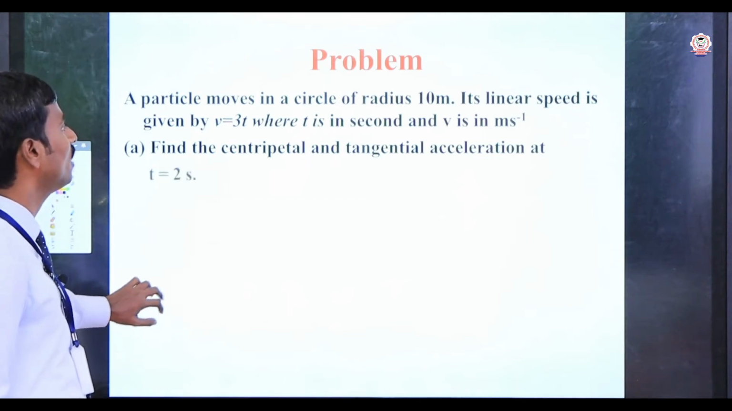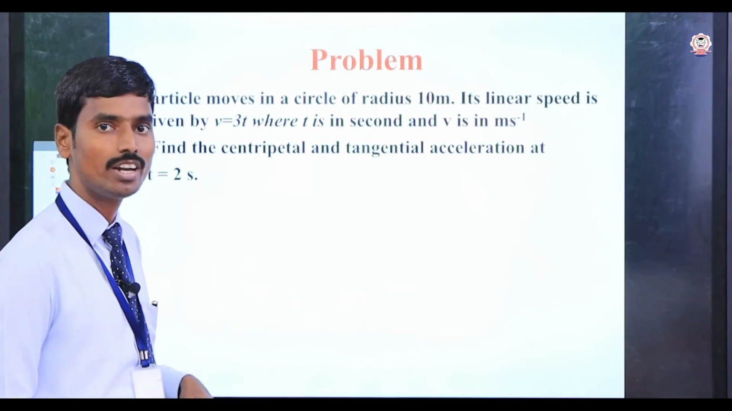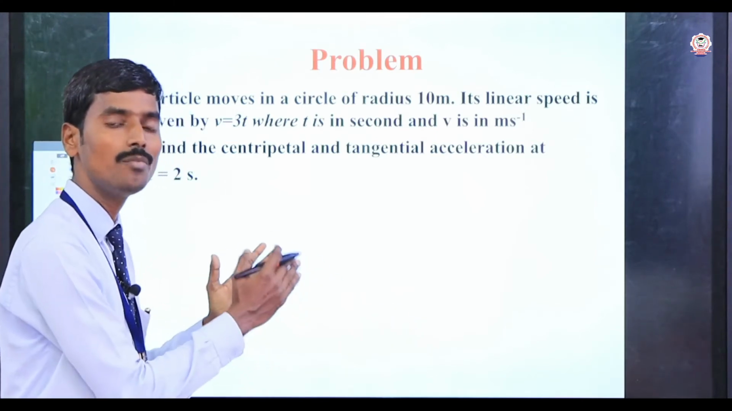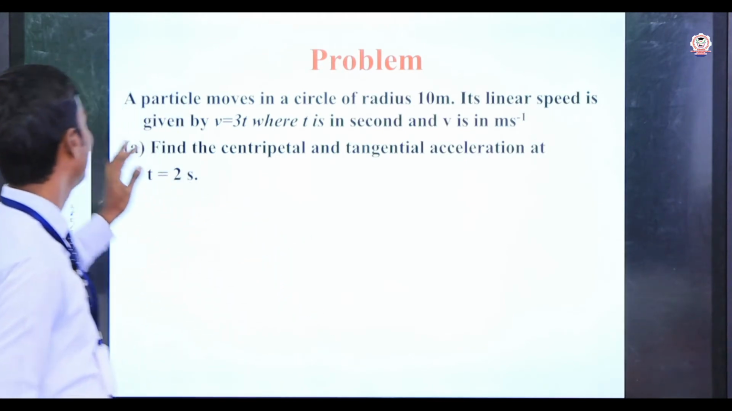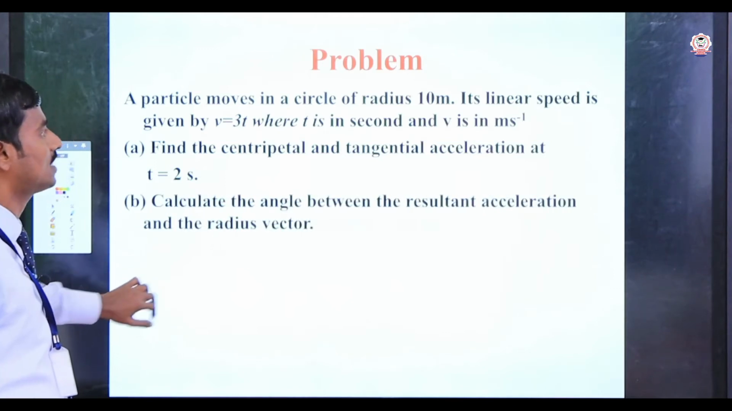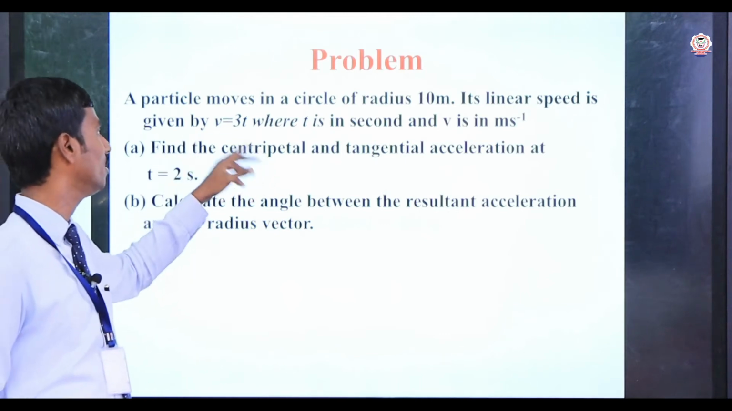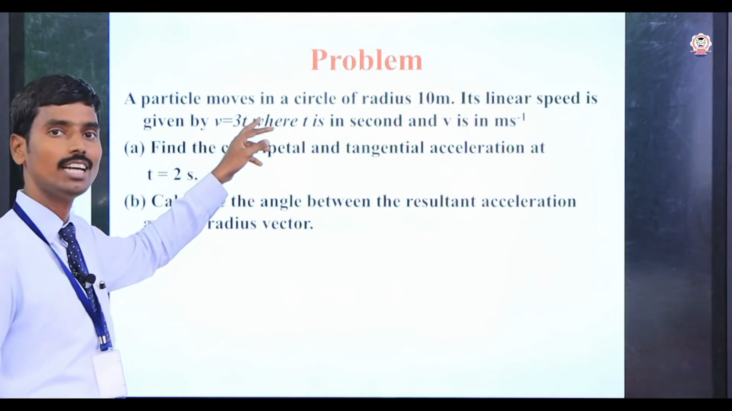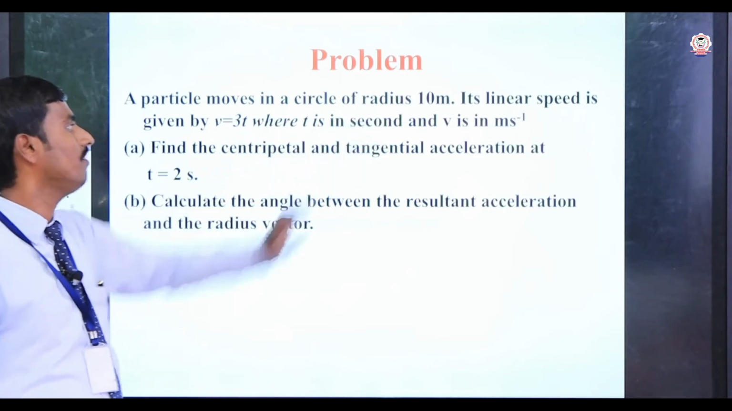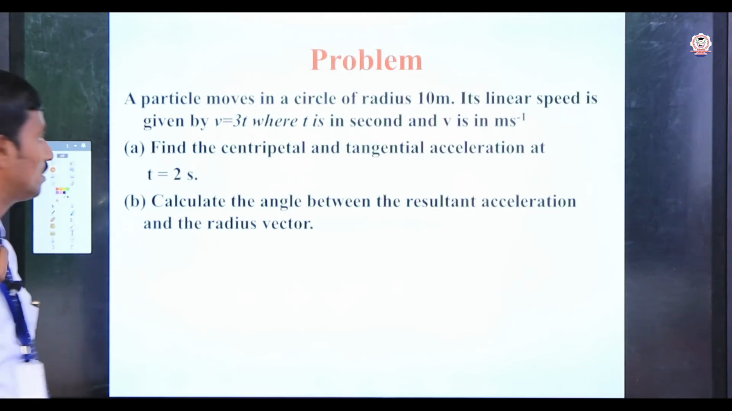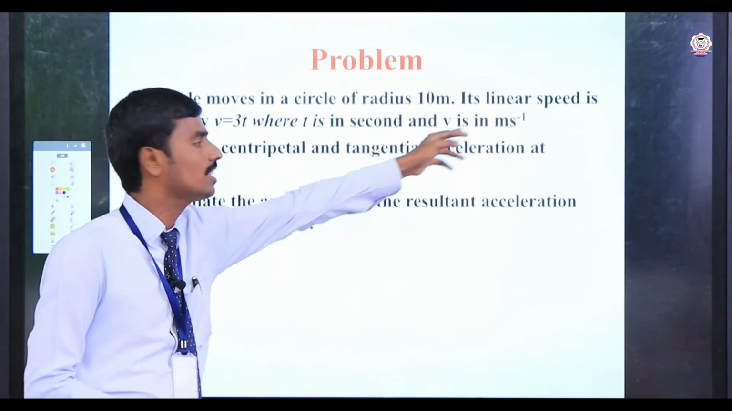A particle moves in a circle of radius 10 meter. Now I am going to introduce circular motion. It is not a linear motion. The linear motion formulas are used here, but with small changes. So a particle moves in a circle of radius 10 meter, and its linear speed is given by v equal to 3t, where t is in seconds and v is in meter per second. It is a simple concept: the SI unit of time is second, and the SI unit of velocity is meter per second.